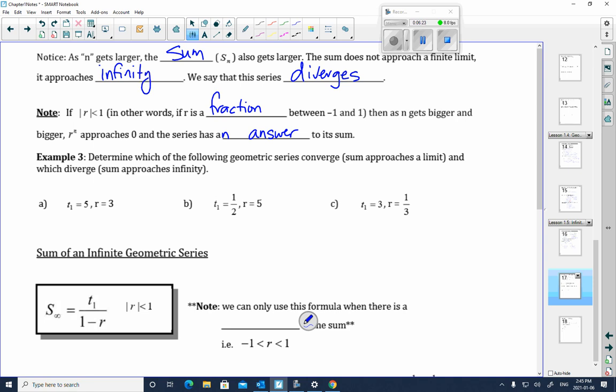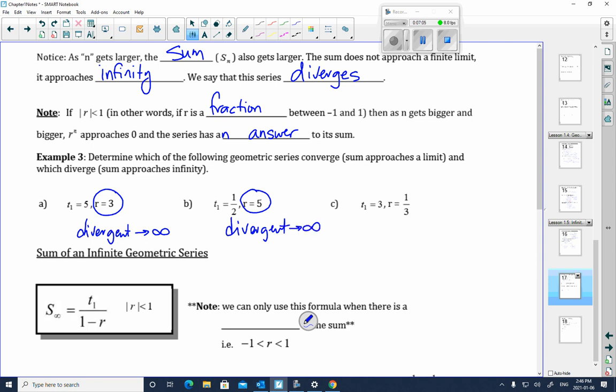So here, for example, question 3 says determine which of the following geometric series converges, meaning the sum approaches a limit, or diverges, meaning the sum approaches infinity. For A, term 1 is 5, and the ratio is 3. All we have to do is look at the ratio, and that means we cannot figure it out. It's divergent, meaning it's going to infinity. For B, term 1 is a fraction, 1/2, but the ratio still is 5. I don't even care about what the first term is. It's the common ratio. So it's still divergent, which means you can't calculate the sum. The sum is going to infinity.